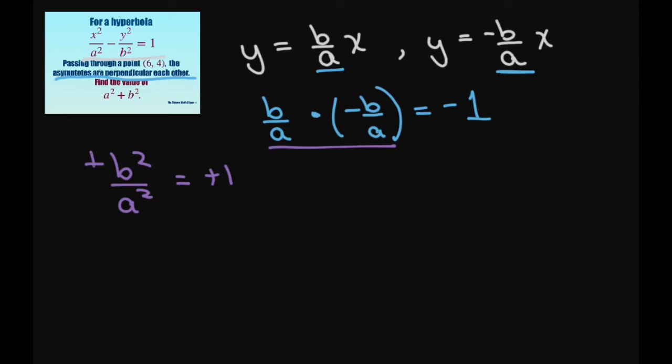Since they're both negative, we can make them positive. So basically, when you cross multiply, you get b squared equals a squared. All right.